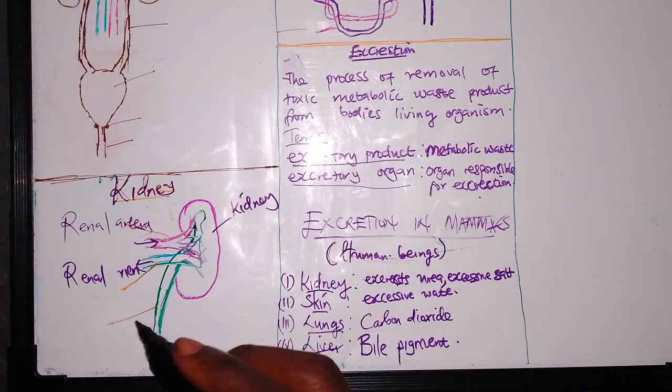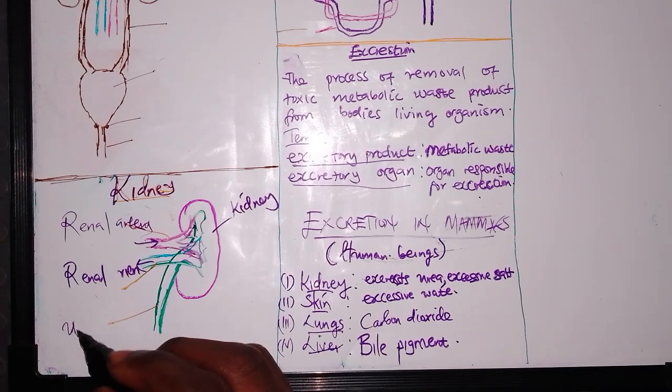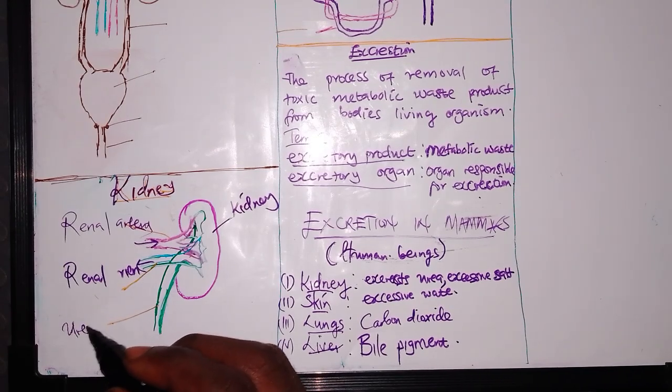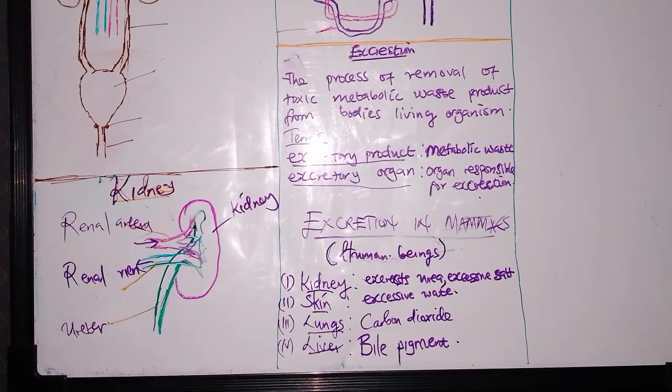Then the last structure, which is the urethra. So the function of the urethra is basically to transport what? Urine from the kidney to the what? To the gallbladder for storage. Yeah. So this is the structure of the kidney.